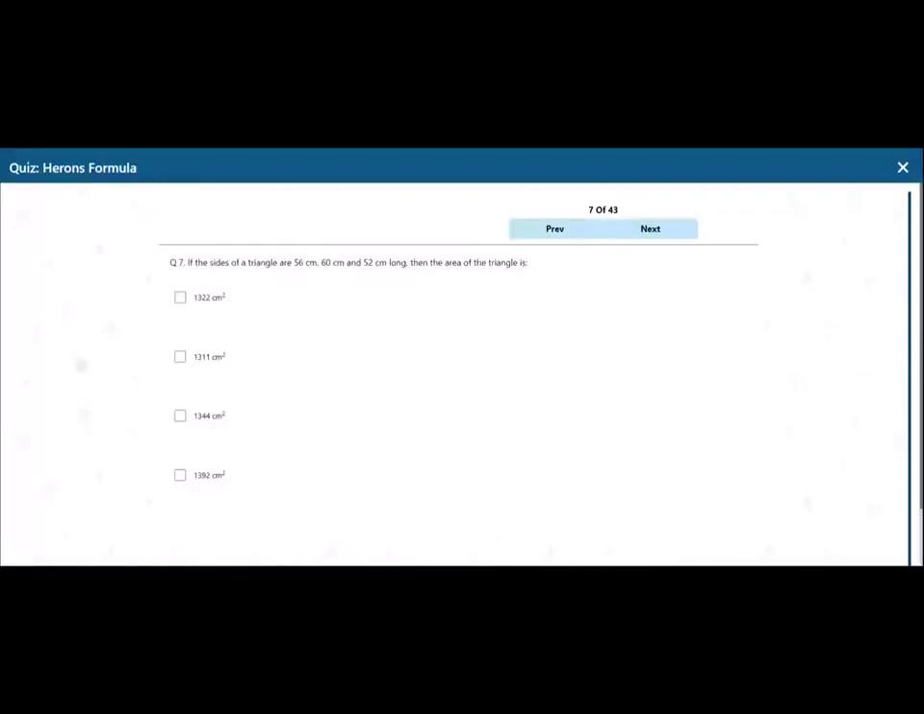Sides of the triangle are 56, 60, 52. Find the area. Use Heron's formula. Everybody can do it, but she has to answer. 1344 centimeters square, ma'am. I like your confidence. That's correct. Very good. You answered very well.